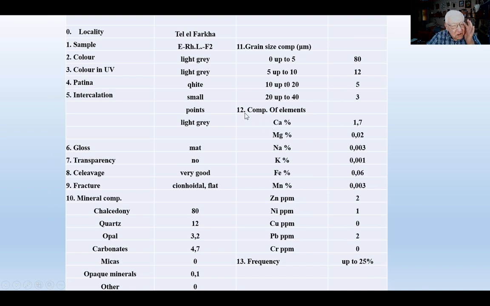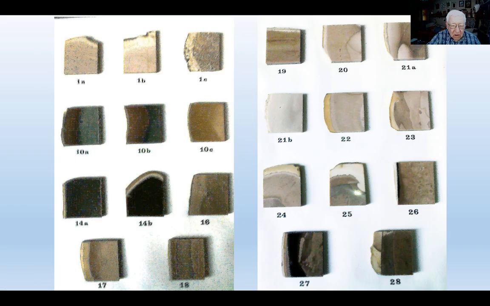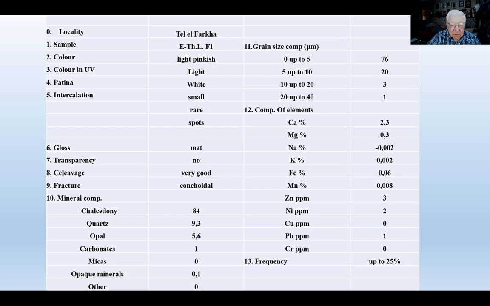And this is the next example of Theban limestone, flint number 2, the same analysis. Most of the flints shown in this photograph were examined using these mineralogical methods, chemistry and microscopy.